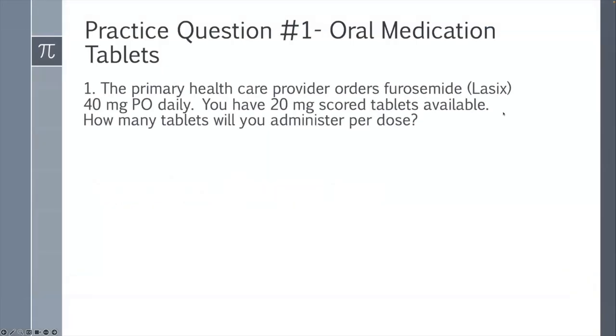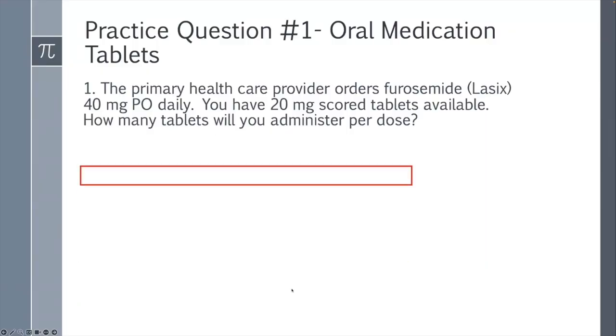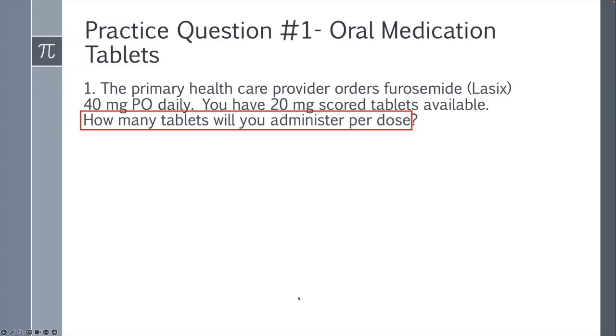First question says the primary healthcare provider orders furosemide Lasix 40 milligrams PO daily. You have 20 milligram scored tablets available. How many tablets will you administer per dose? So remember, the key thing is always read the entire question first, which we've done. The second part is I'm reading the entire question with typically one goal. I need to identify the stem. What is this question asking me for? In this problem, I know the stem is found right there in the last sentence. How many tablets will you administer per dose?